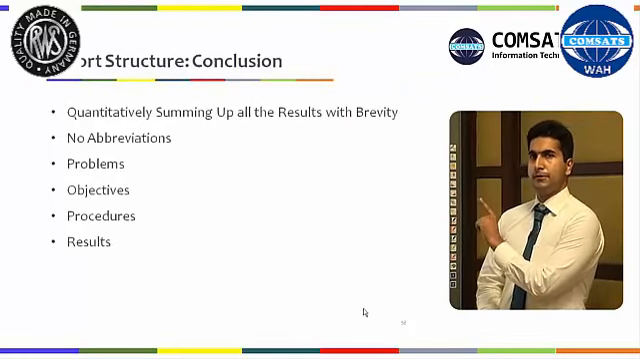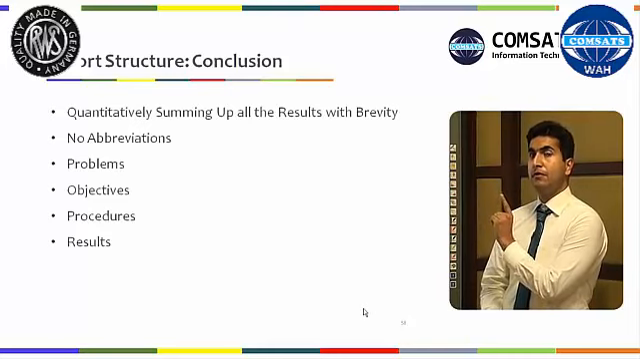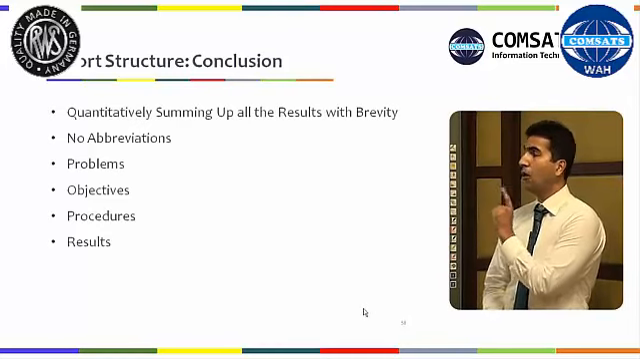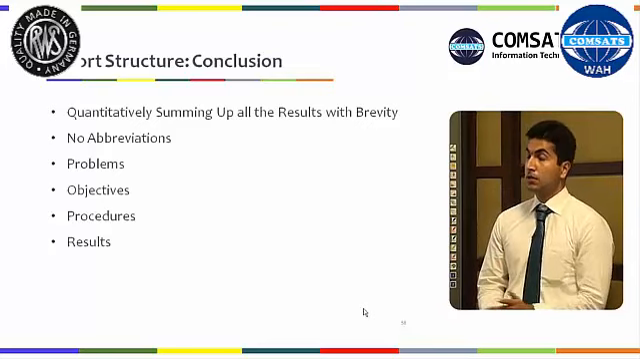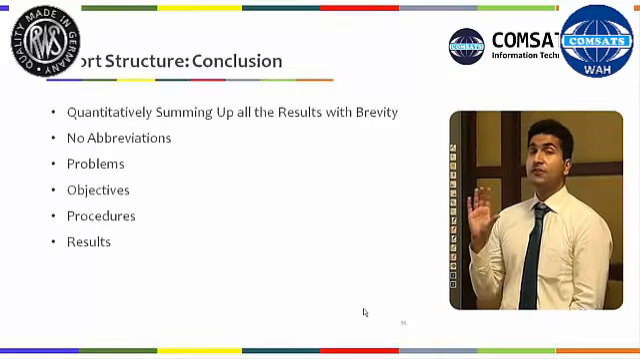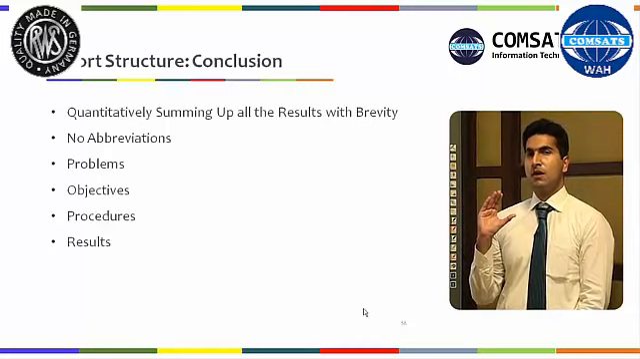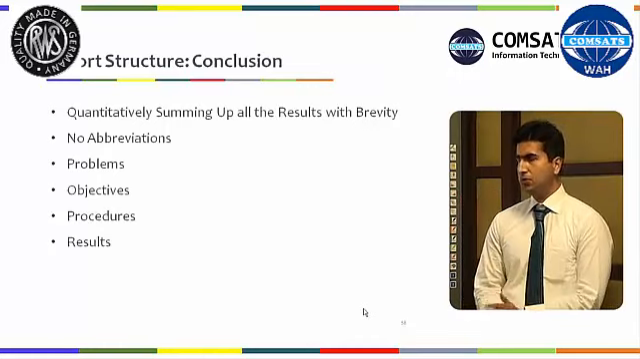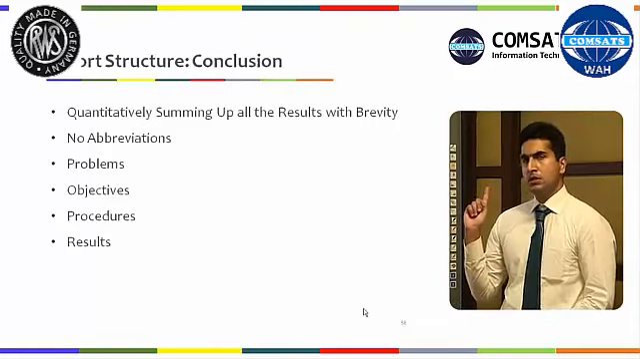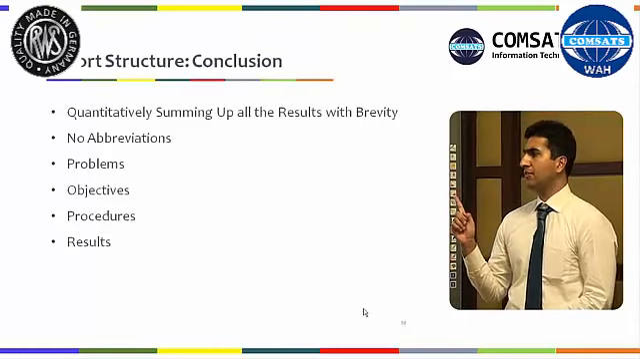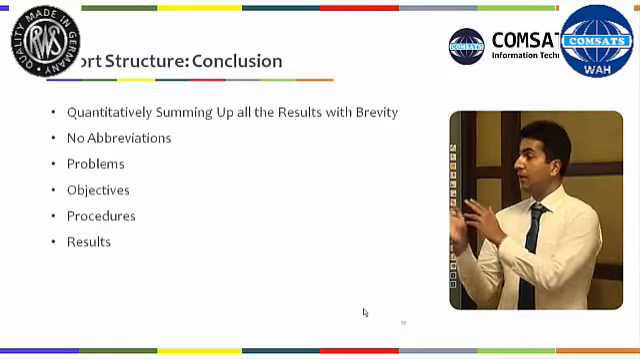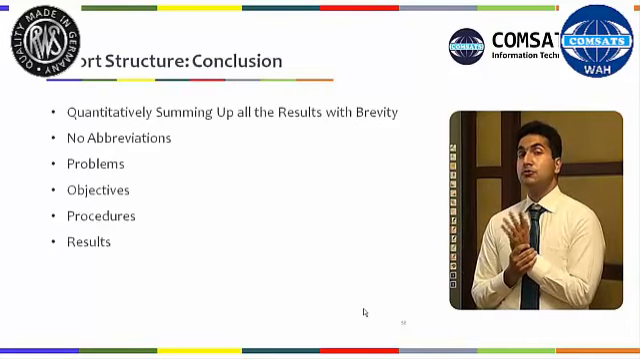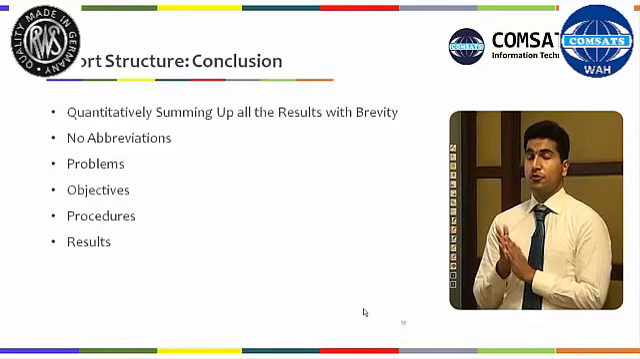So this is the point where you have the access, where you have the time and space of quantitatively summing up all the results with brevity. Of course with brevity, because this is the point where you are concluding everything. It's not the point where you need to go into the details. No, it's the conclusion. So no use of abbreviations once again, because you'll be wondering why. Why are we being told to avoid the use of abbreviation?